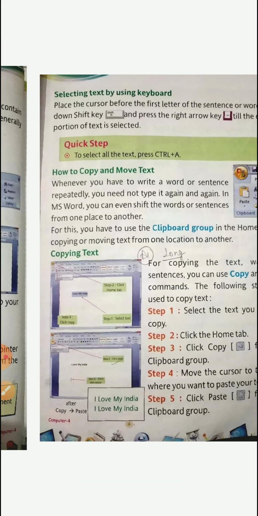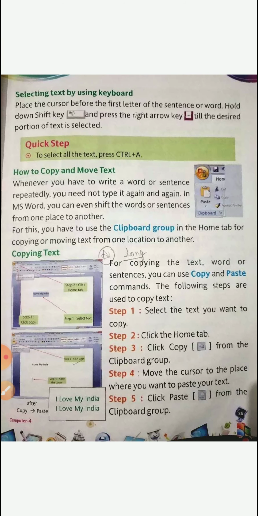Next, selecting text by using the keyboard. How will you select it? Place the cursor before the first letter of the sentence or word. Hold down the Shift key and press the right arrow key till the desired portion of the text is selected. Okay students, I told you how to select by mouse as well as by keyboard. Now next, how to copy and move text.